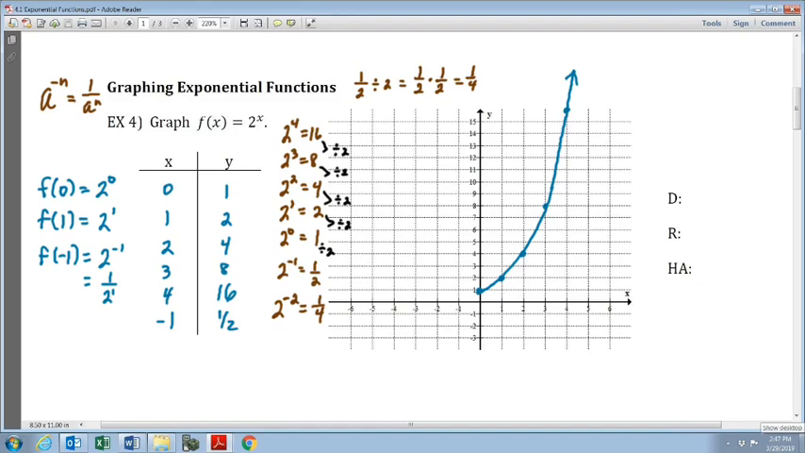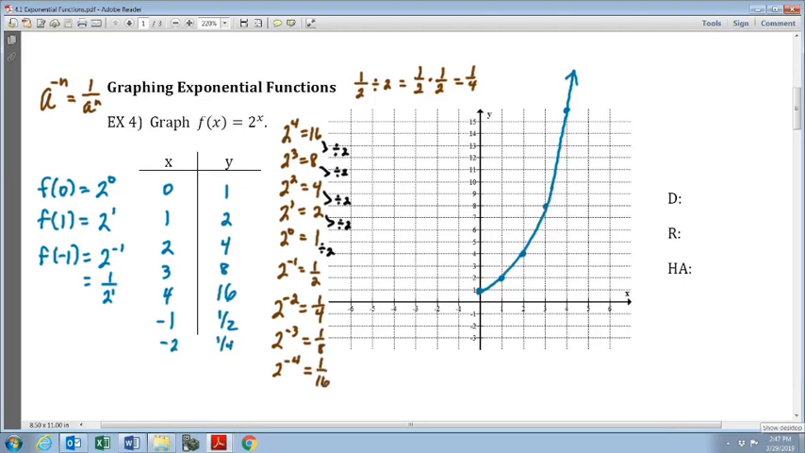What I want you to notice here, notice 2 to the 1st power was 2. 2 to the negative 1 power was a half. Again, these are reciprocals. 2 squared is 4, and 2 to the negative 2 is 1/4. So hopefully by now you can see the pattern. We know that if 2 cubed is 8, then 2 to the negative 3 would be 1/8. And we know if 2 to the 4th power is 16, then 2 to the negative 4 power is 1/16.